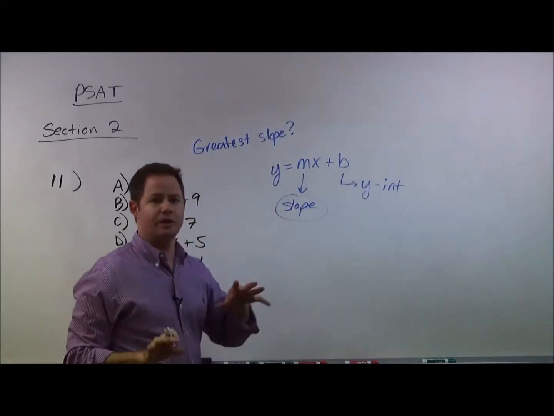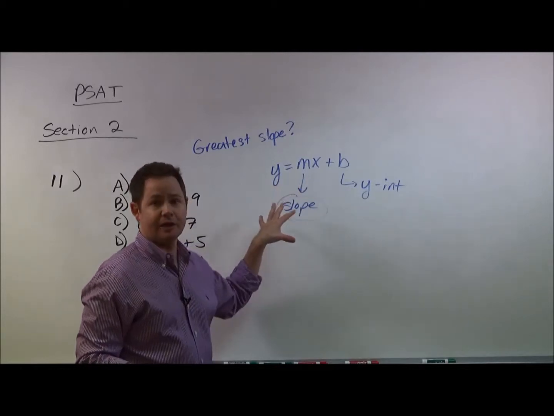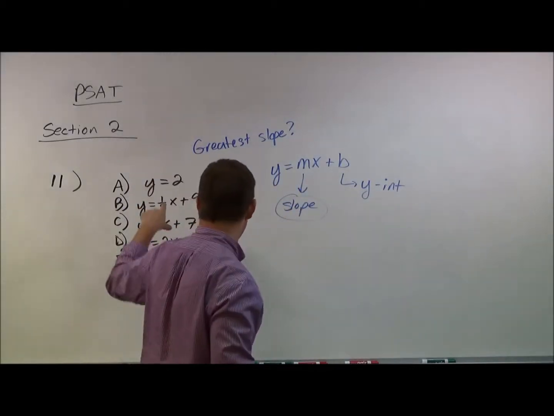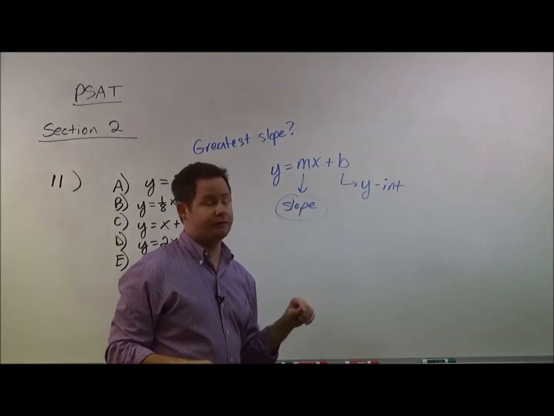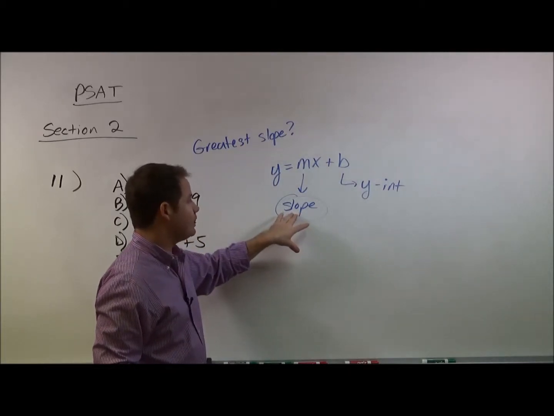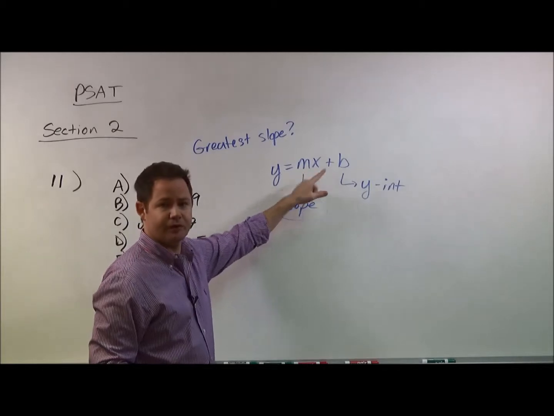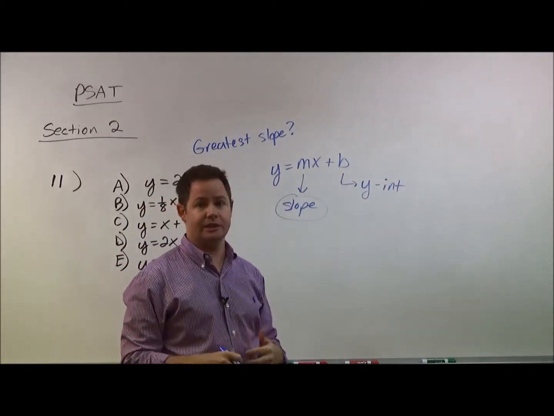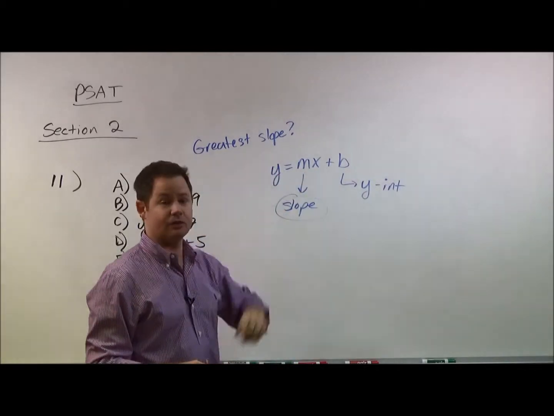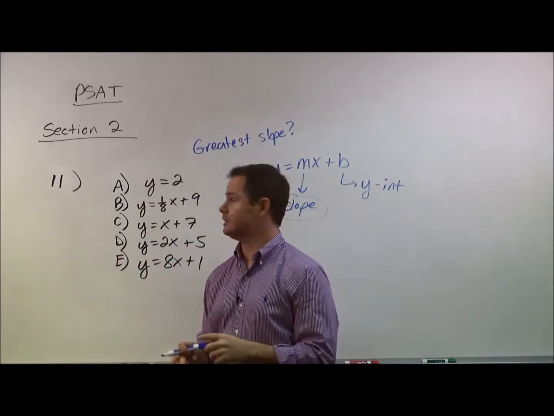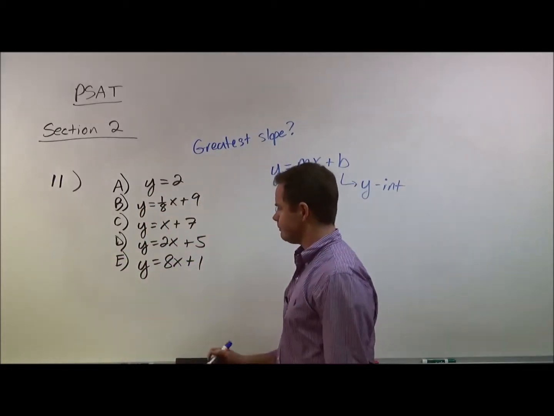So as long as we know this form of a line and can recognize it when we see it, which we do see in all 5 of our answer choices, then what we're looking for is a line where the slope, meaning the number in front of the x, the coefficient on the x, is the greatest value in order to have the greatest slope. So let's take a look at our answer choices.